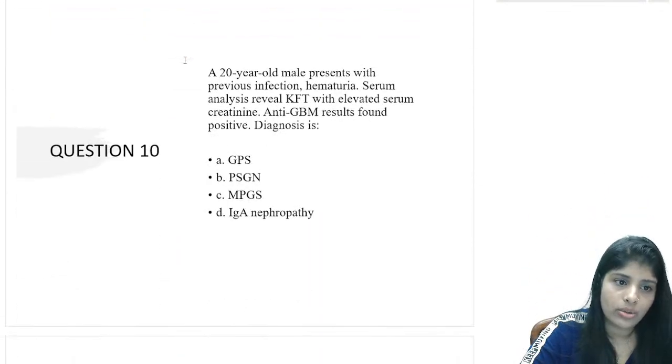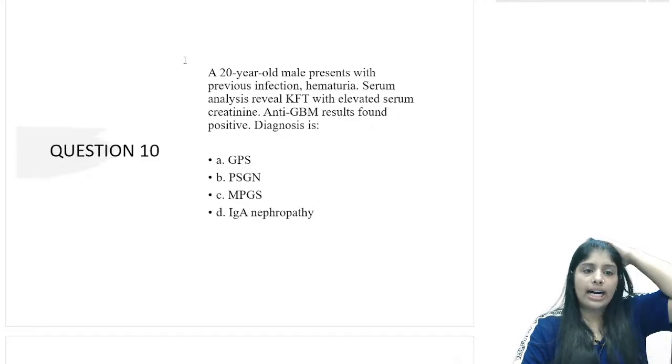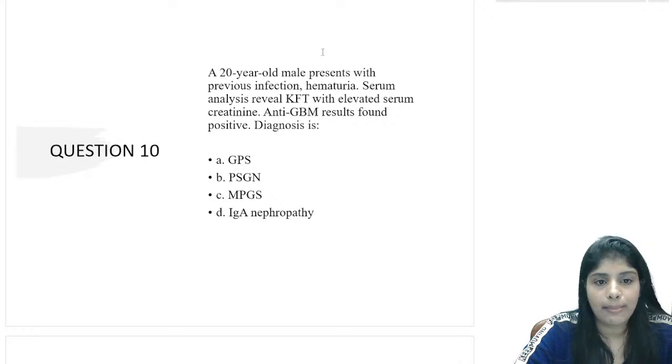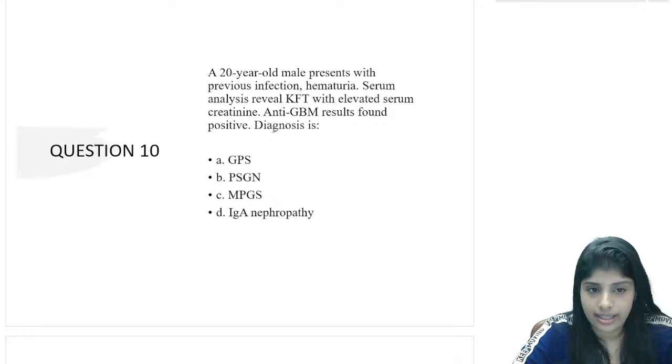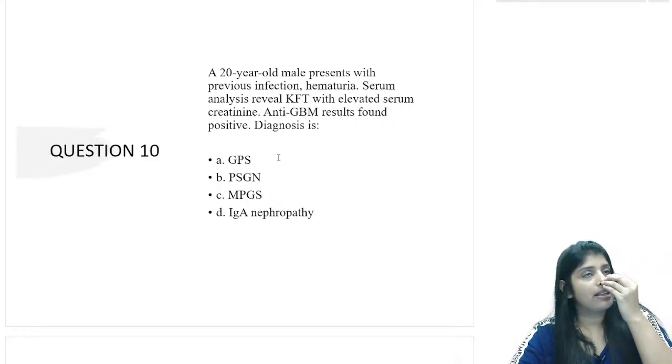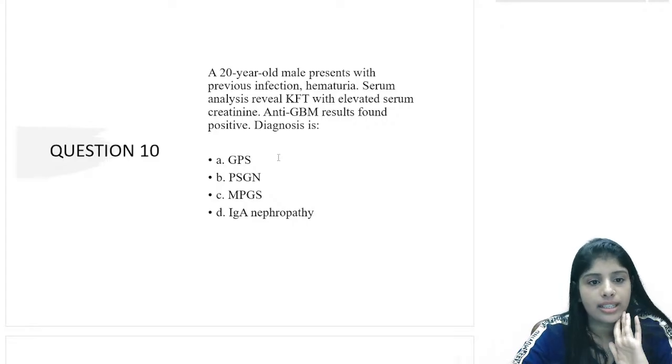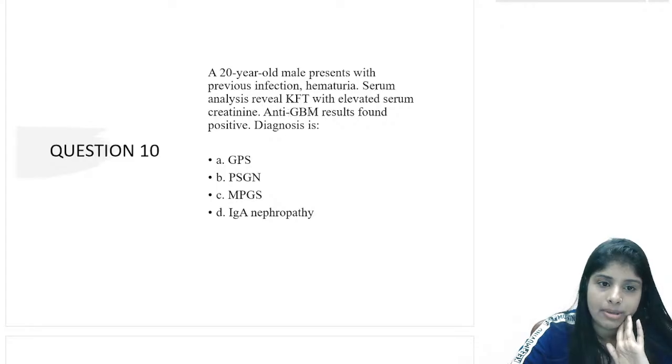Alright, now let's go to the 10th question. A 20-year-old male presents with previous infection and hematuria. Serum analysis reveals KFT with elevated serum creatinine. Anti-GBM results found positive. I have already told you, if you see anti-GBM, then what is it? GG, that is Goodpasture's syndrome. Because in Goodpasture's syndrome, it attacks the glomerular basement membrane, right? It is damaged. So anti-GBM is found in GPS.